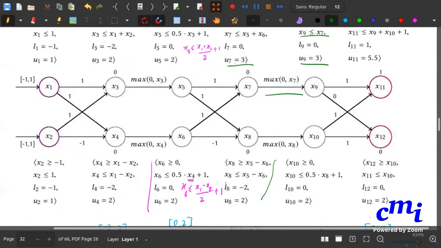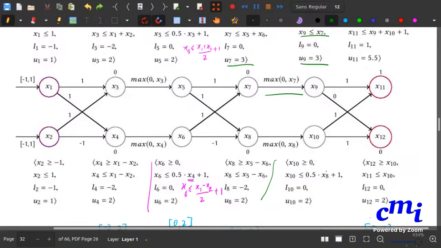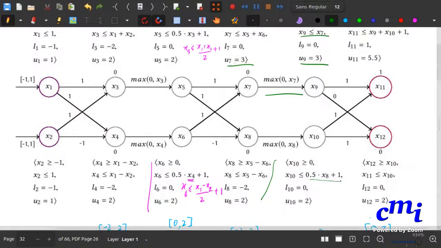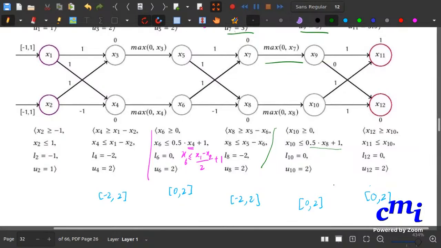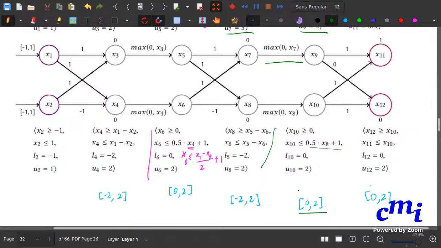Similarly, here on the other hand, this ReLU does not get fixed. This is still case number 3, so it still has both upper and lower bounds. So we again have to say x10 is between minus 2 and 2. Similar situation, 0.5 times x8 plus 1, right? And again, if you substitute and calculate everything, you get the bounds to be 0 and 2, which is not much better than this interval, right?